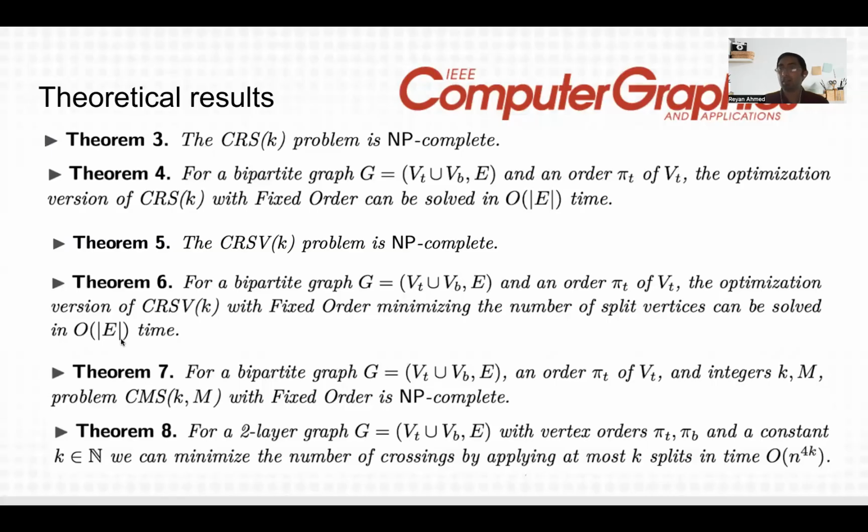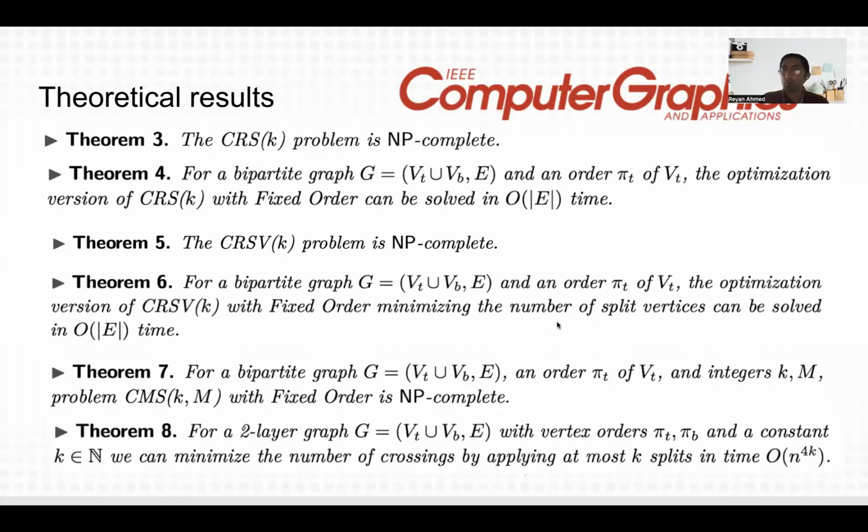So far, we have considered crossing removal problems. What about the crossing minimization problem? Here we need to consider another parameter M, which is the maximum number of crossings allowed in the output. It turns out this problem is NP-complete even if we fix the top layer. So CMSKM is strictly harder than CRSK. However, if we fix both layers, then the problem is polynomially solvable, assuming the parameter K is a constant. This kind of problem is known as an XP problem.